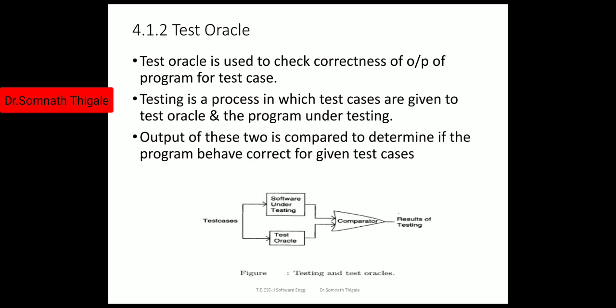The actual results and the expected results available in the test oracle are compared by a third part called what? The comparator. If both are the same, meaning expected and actual results are the same, the test case passes. If there is a variation, the test case fails. So that is the result of the testing.